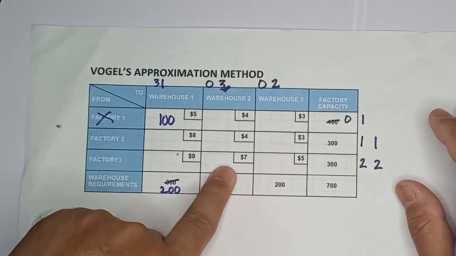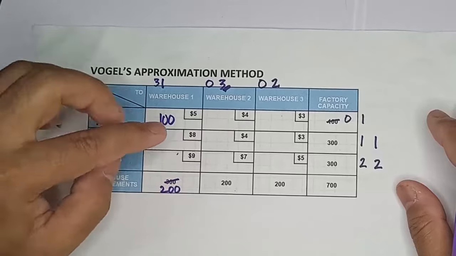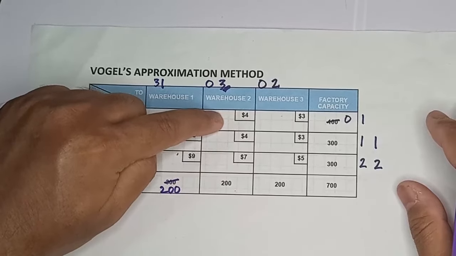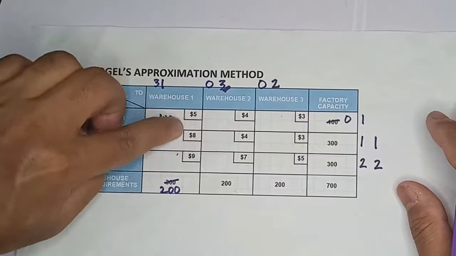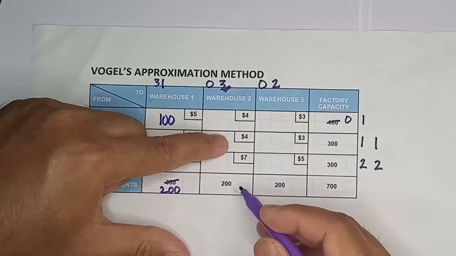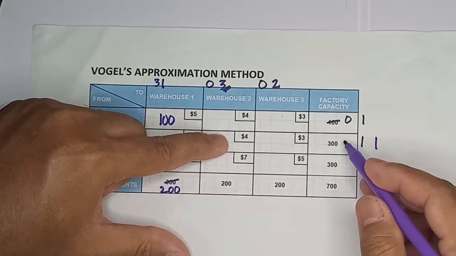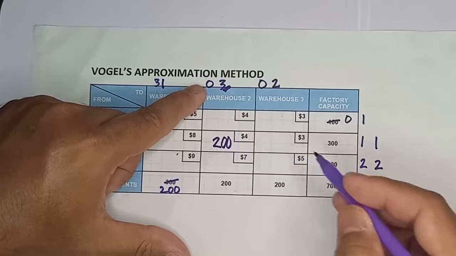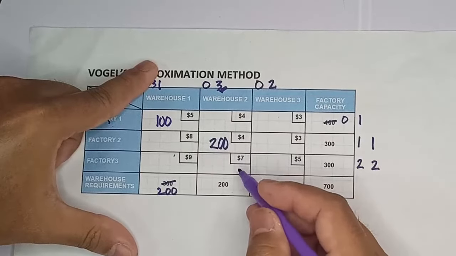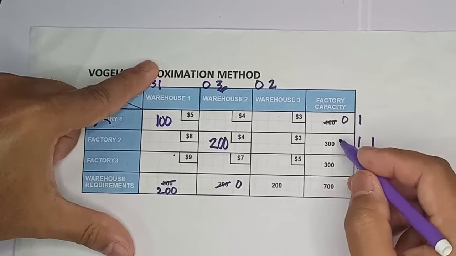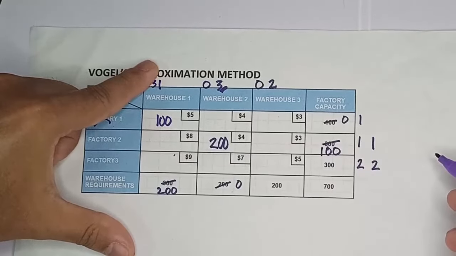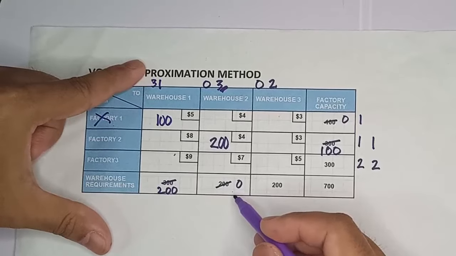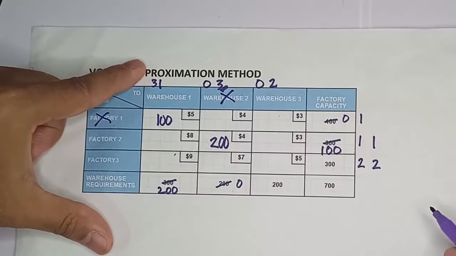The lowest transportation cost in this column is equal to 4, which pertains to this cell and not to this cell because the supply of factory 1 is already equal to 0. So we're going to allocate on this cell, in which warehouse 2 has a demand of 200 units and the capacity of factory 2 is 300 units. So we can allocate 200 units on this cell. So the demand of warehouse 2 will be equal to 0 and the capacity of factory 2 will be equal to 100 units. Since the demand of warehouse 2 has been satisfied, we can now cross out this column.